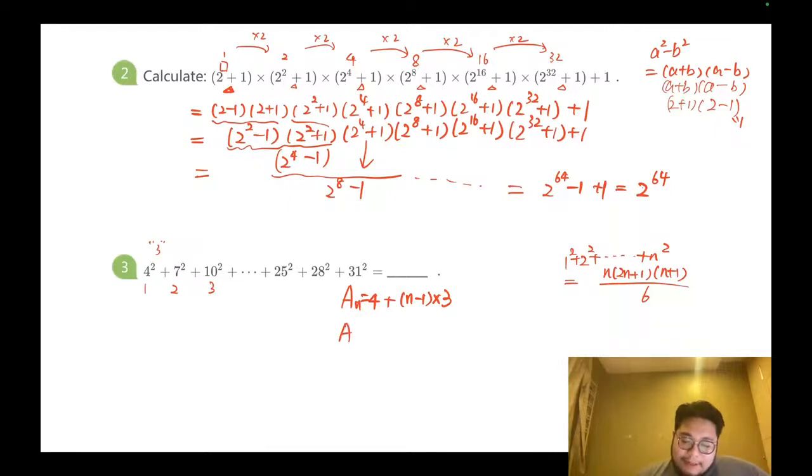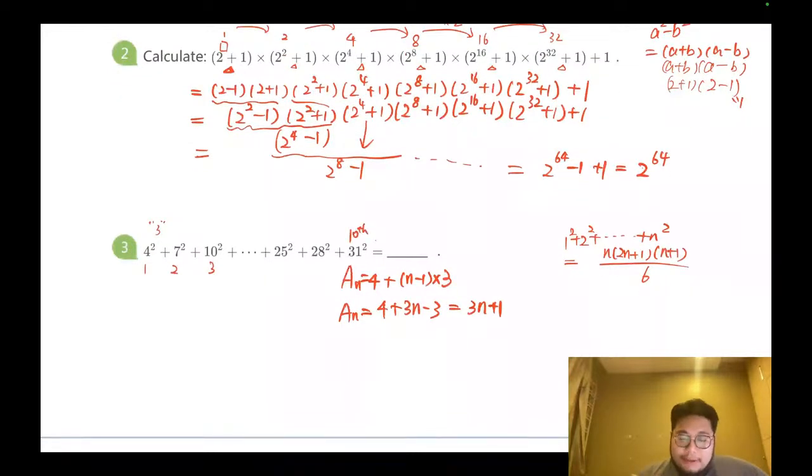So we can find that the term is actually 4 plus 3n minus 3, which is 3n plus 1. Of course, how many terms do we have? This 31 must be the 10th term. So now the question becomes: each term is (3n plus 1) squared.